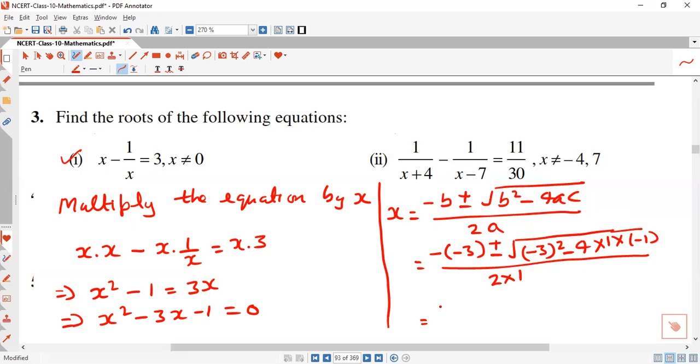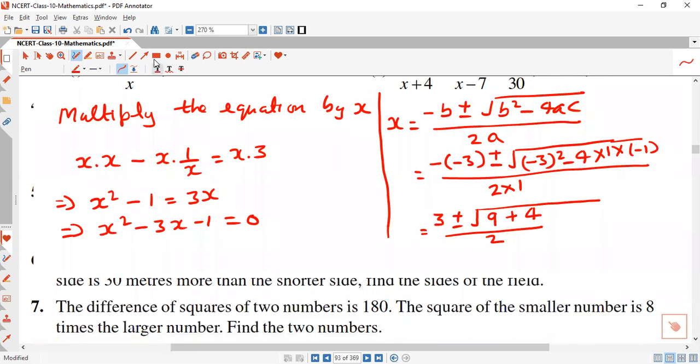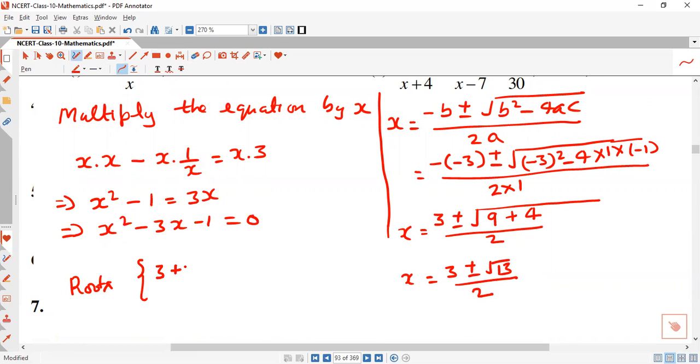Simplify this one. Minus into minus becomes plus sign. 3 plus or minus under root, minus 3 square means 9, minus minus plus, 4. This we say plus 4, divided by 2. If you simplify this part further, all right, so x comes out, x equal to what comes out? 3 plus or minus root 13 upon 2. So the roots will come out, we have two roots. The roots are 3 plus root 13 by 2, and second is 3 minus root 13 by 2. So these are the two roots for this question.